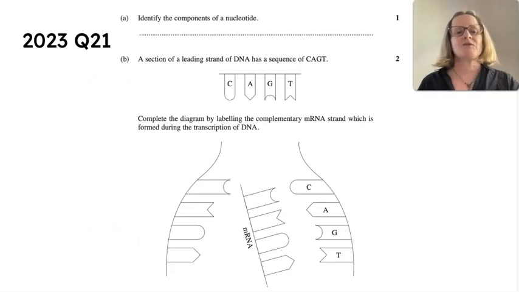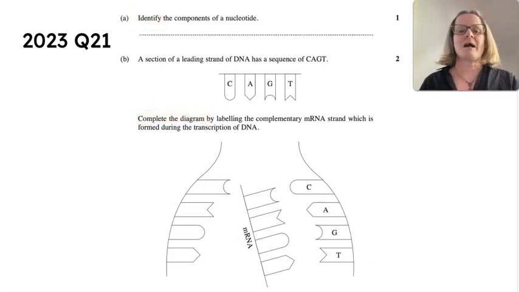So we'll start off looking at the 2023 HSC paper, question 21. And you'll see that this is a nice straightforward question to start with. We start off with an identifier. That just means you've got to state it, just name it. And then you have to complete the diagram. So a nice straightforward question to start with.